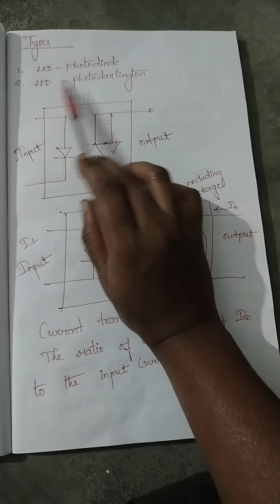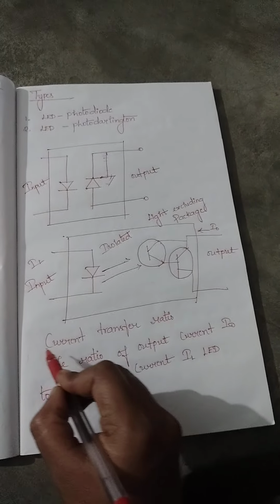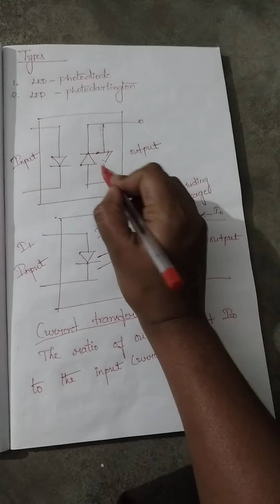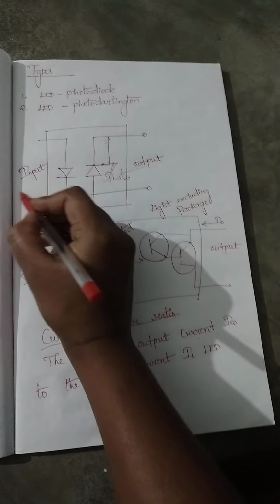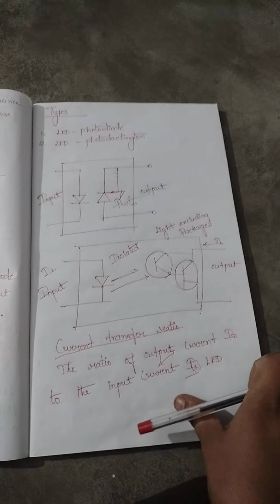This is your Darlington pair, and this is your simple photodiode. Here they are defining a parameter called current transfer ratio, that is the transfer of current from your LED to photodiode, defined as the ratio of output current. The output current is nothing but your photodiode current, and your input current is from your LED. Here L represents the light energy from your LED, and I0 is your output current. The ratio between these two is called your current transfer ratio.